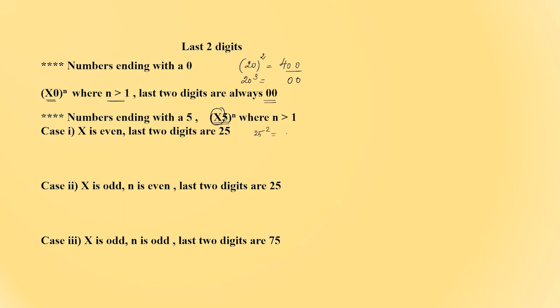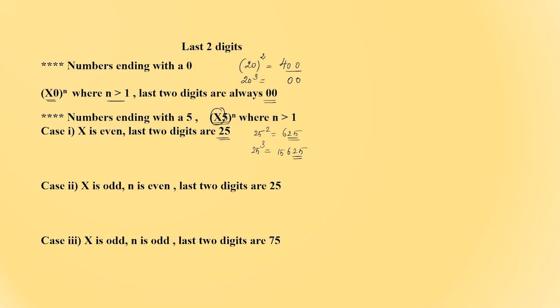25 power 2 is nothing but 625, right? So the last two digits of this number will be 25. Now, if I want to do 25 whole cube, 25 whole cube is nothing but 15625. So again, the last two digits of this number would be 25. So if x is even, the last two digits of the number anyway would be 25 itself.